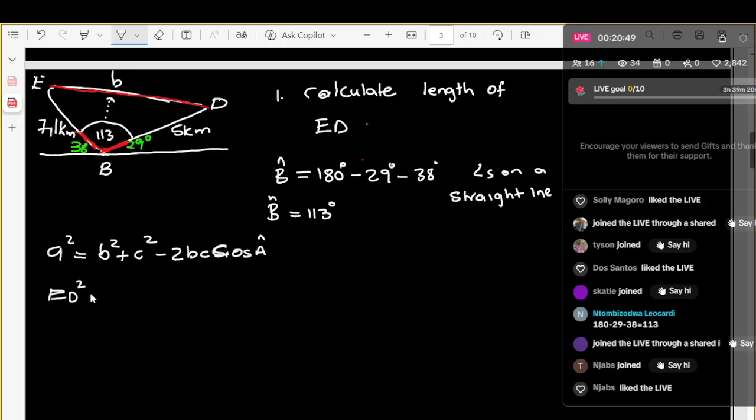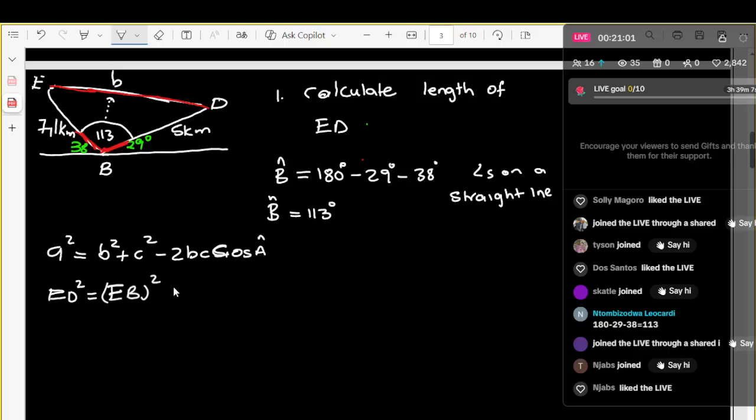So this will be EB squared, we add BD, which will also be squared, minus 2 of that EB multiplied by BD. Then this will be the cos of that included angle. Remember we said the included angle is the angle that is between the two given sides. So this will be my angle B.